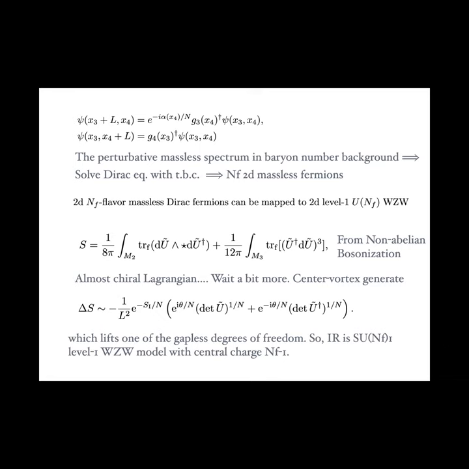Actually, this part is the usual chiral Lagrangian, but it looks almost like it, but not quite. You can ask what the center vortex does in this construction. You can show that it actually generates this term, which is again e^{iθ/N}, a fractional instanton, and it's the determinant of U tilde. Okay. And this term actually lifts up one of the degrees of freedom. And this will correspond to what's called the eta prime in QCD. So the deep IR theory is the SU(N_F) level one Wess-Zumino-Witten theory, which has central charge N_F minus one.